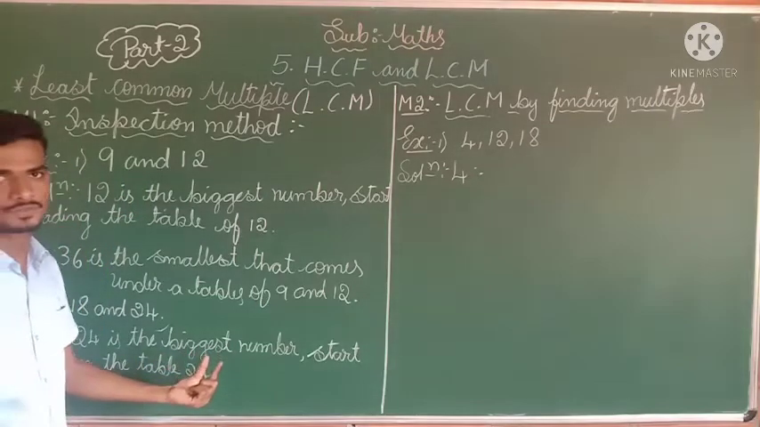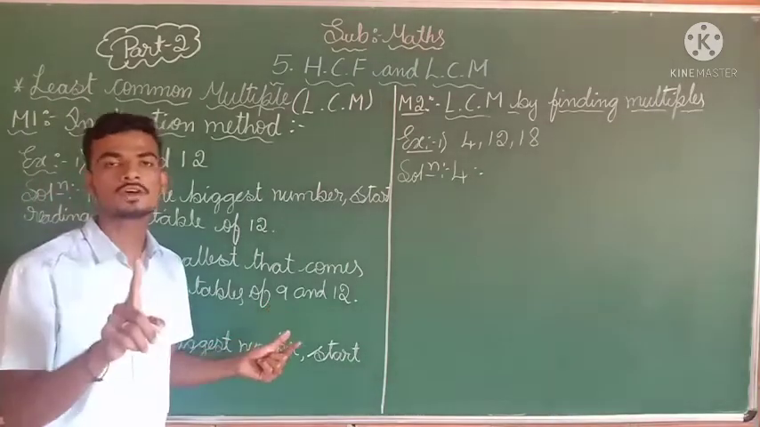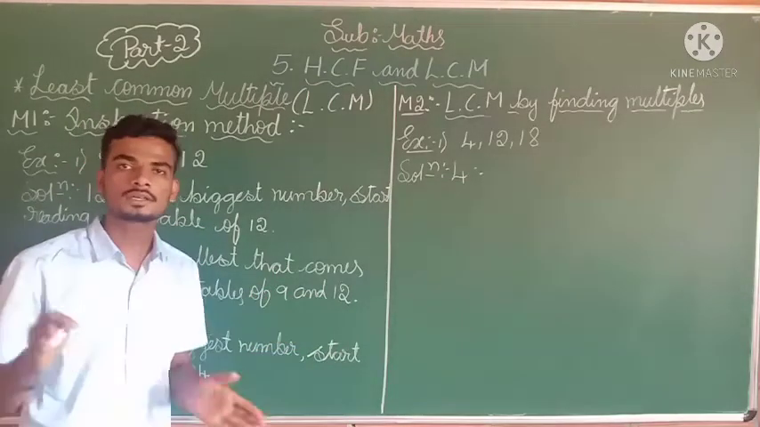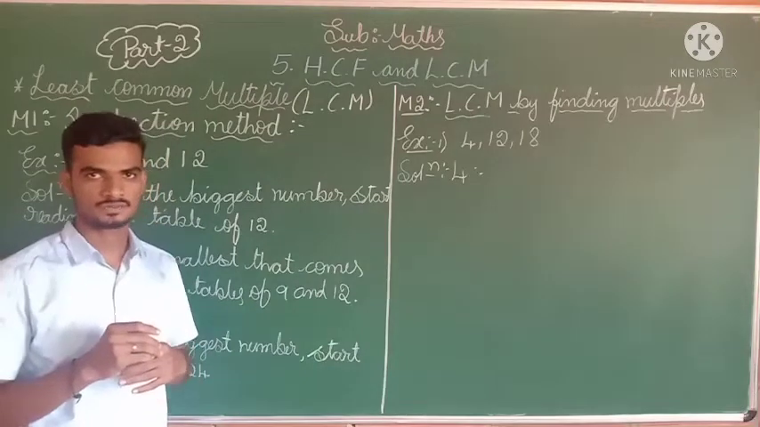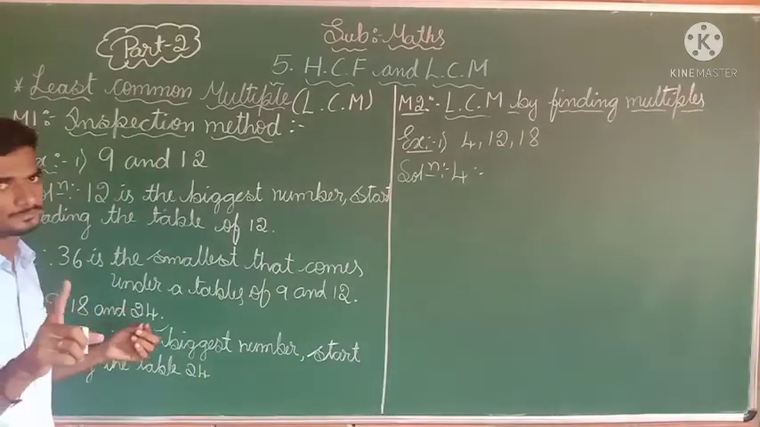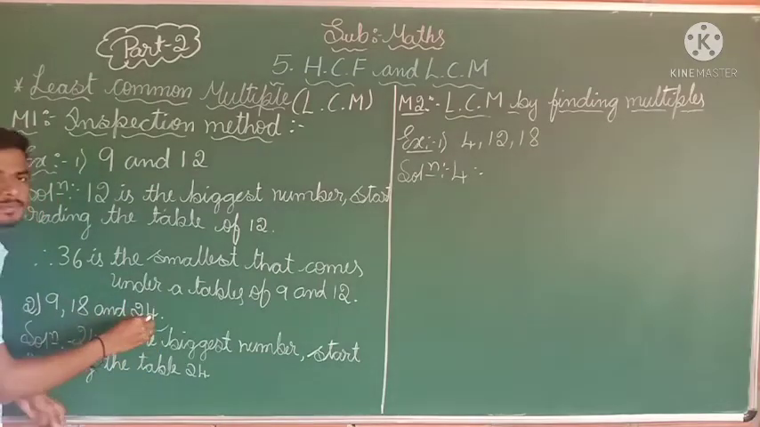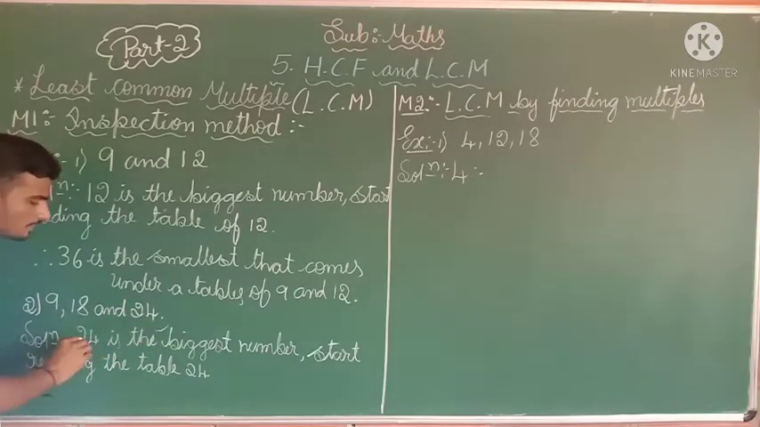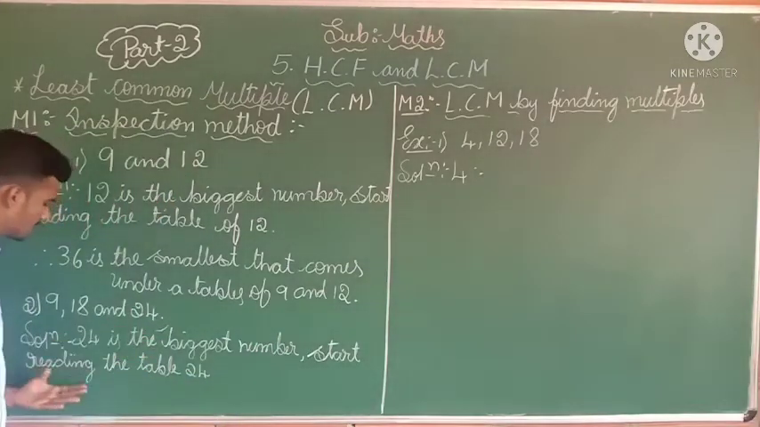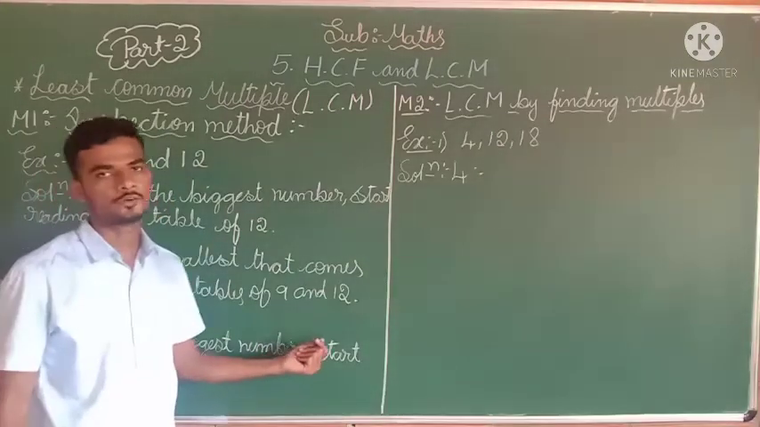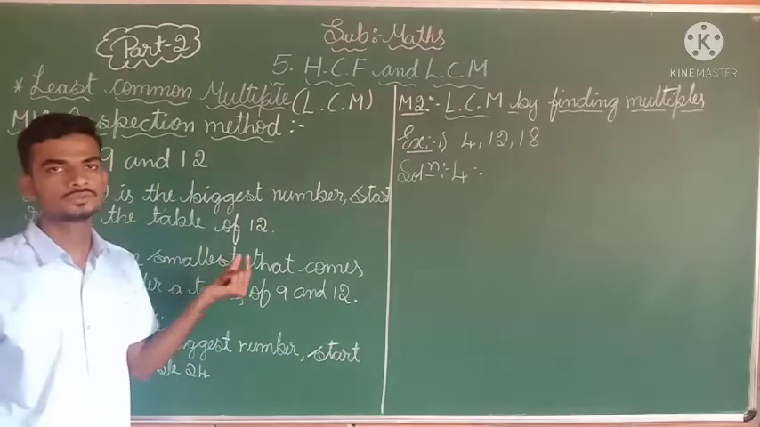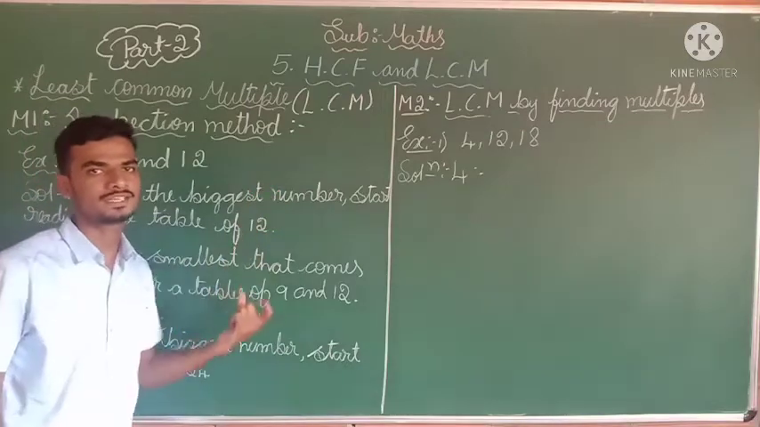Okay, don't get confused. If you know one problem perfectly, you can solve all kinds of problems in a similar way. So you have to understand the problem well. Now 24 is the biggest number, right? Yes, 24 is the biggest number. Now start reading the table of 24. So we have to read the table of 24.